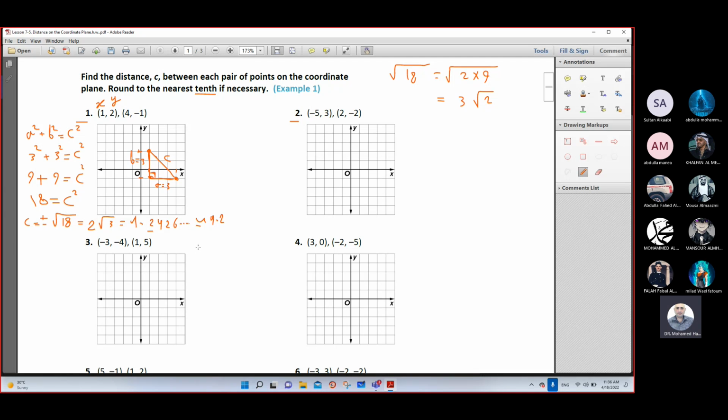Right. I will solve number 2. Focus with me very well. So at the first, represent the points. Minus 5 in x: minus 1, minus 2, minus 3, minus 4. This is minus 5 here. And 3 in y: 1, 2, 3. So the point will be here. Then 2 in x. This is 2 in x here. And negative 2 in y. This is negative 2 here. And the point will be here.